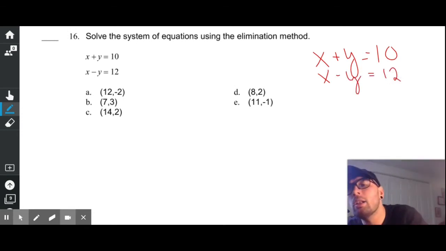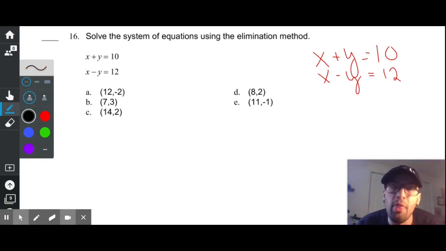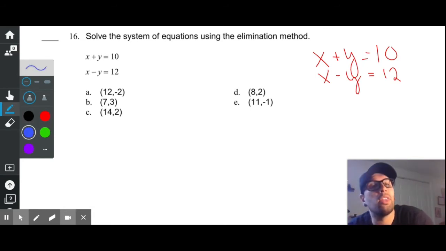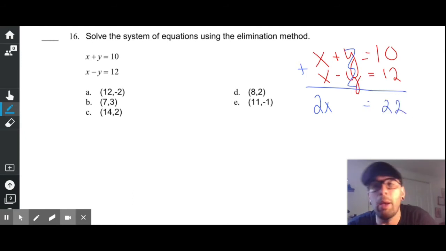Now, if you're doing elimination, what you're looking for is a variable, an x or a y, where the one on top of the other is exactly the same, but one's positive and one's negative. And that's what I have with the y's. I have a positive y, I have a negative y. So if I were to add both lines together, I would have x plus x, which is 2x. I would have y plus negative y, which is nothing. They cancel out. And 10 plus 12 is 22.